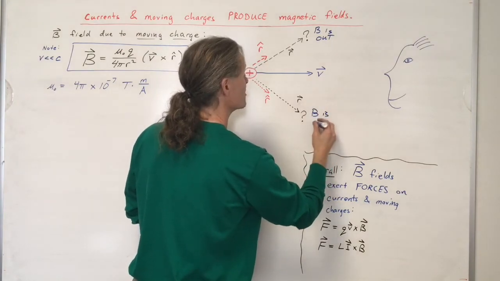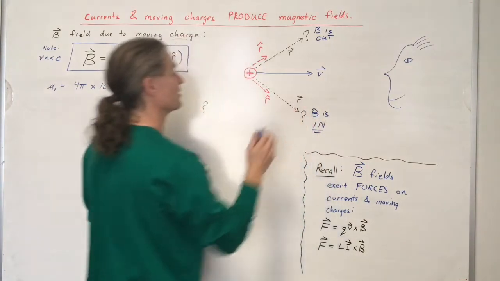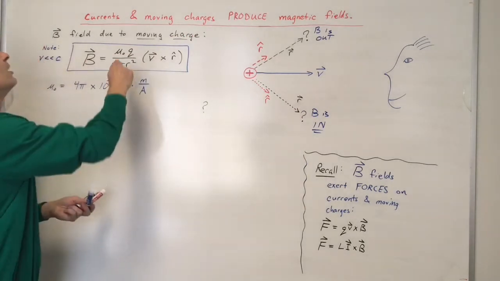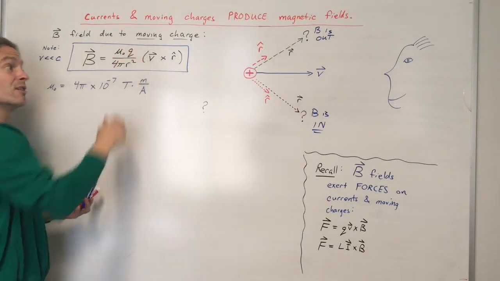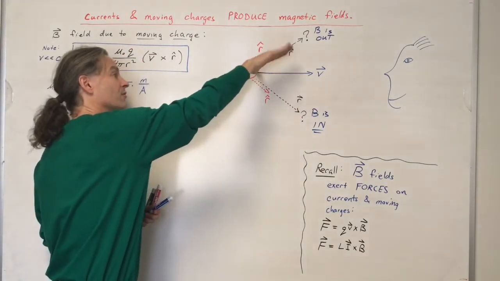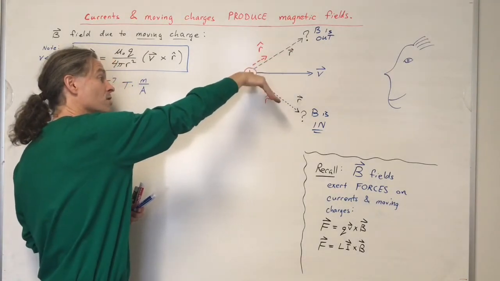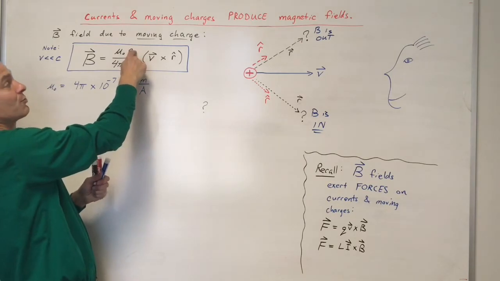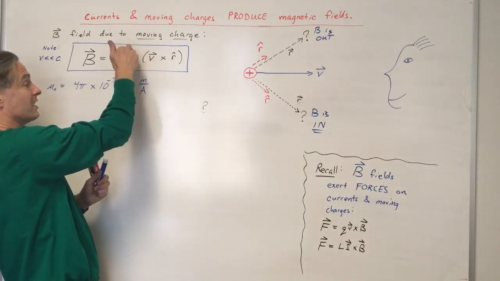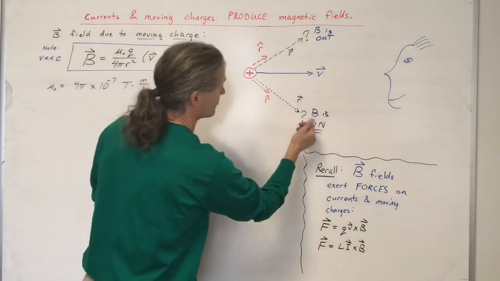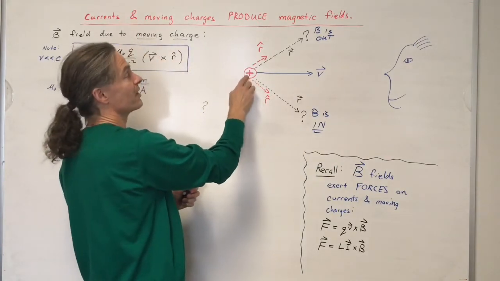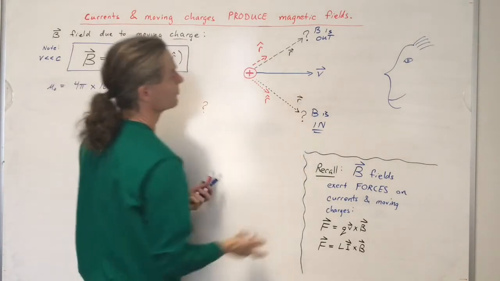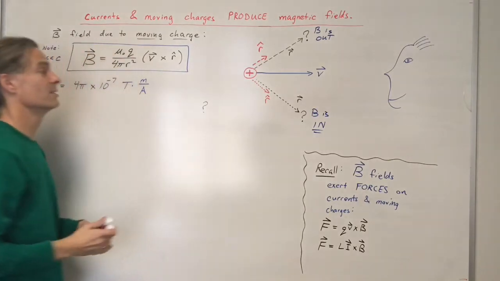B is in at this location. Now, if the charge were negative, I would have my V cross r hat. I'd have the in for that, but then a negative charge would introduce a minus sign. The negative of in is out. So if this charge were negative, the magnetic field would be out. But it's positive, so it's in.